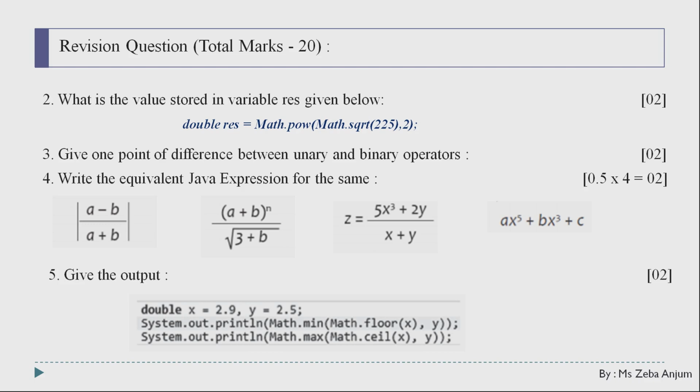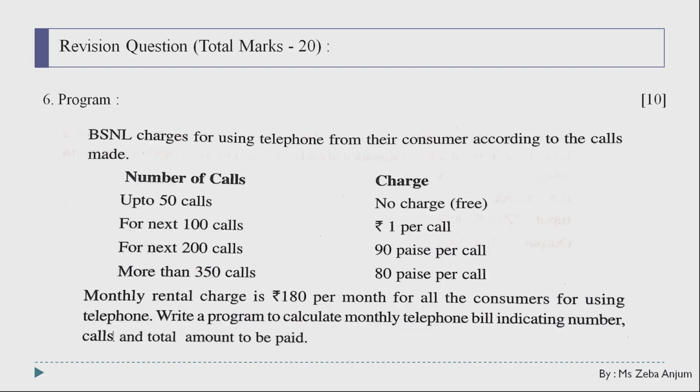The fifth one, you have to find out the output. Below given is 3 lines of code. You have to view this code and find out the appropriate output for the same. And this question is again of 2 marks. Moving forward, this is the last question, the sixth one, in which you have to write a program.